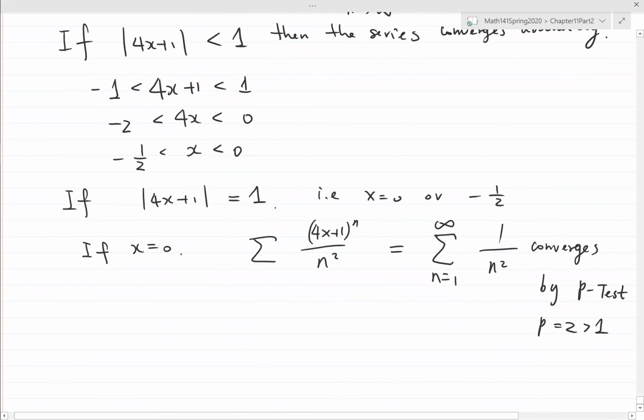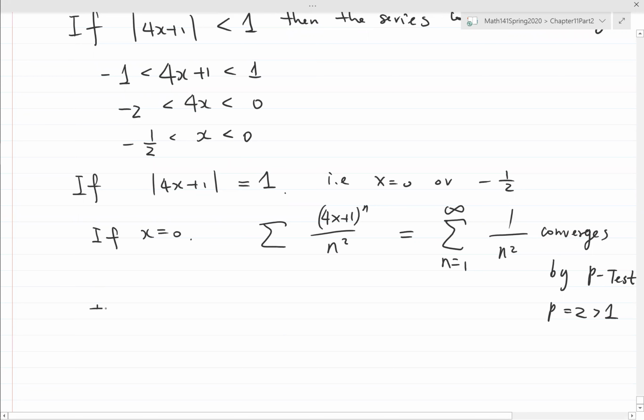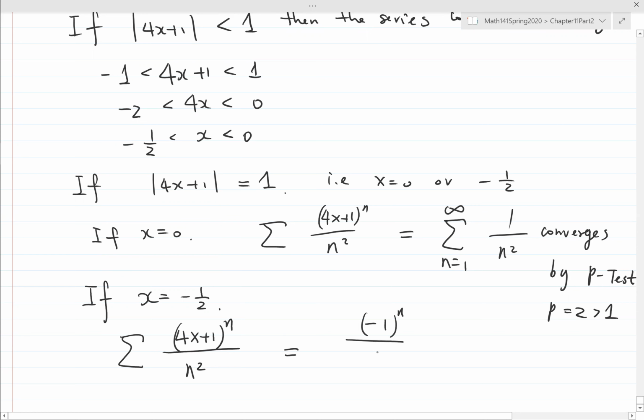Then what happens when x is -1/2? If x is -1/2, let me see this series. 4x plus 1 will be -1. Okay, plug in: 4 times -1/2 is -2, so it's -2 plus 1, which is -1. So we get the sum of (-1)^n over n squared, n from 1 to infinity. Now this is an alternating series. It also converges. You can easily use the alternating series test to conclude this converges.